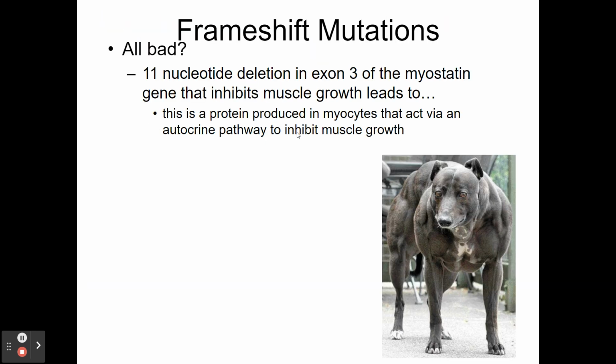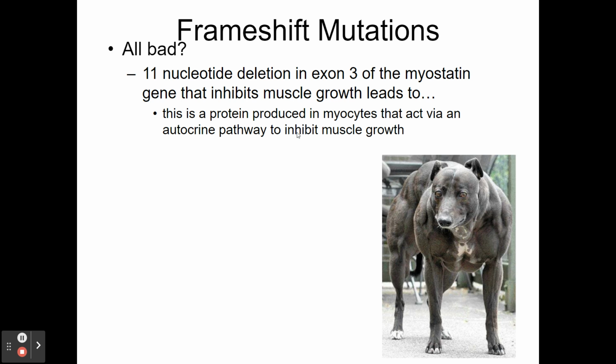But again, frame shift mutations. This is an interesting example. This is an 11 nucleotide deletion in exon 3 of the myostatin gene that inhibits muscle growth. So we have this gene called myostatin that, when it's active, inhibits muscle growth, which is good because then we don't get all so bulky and things of that nature.